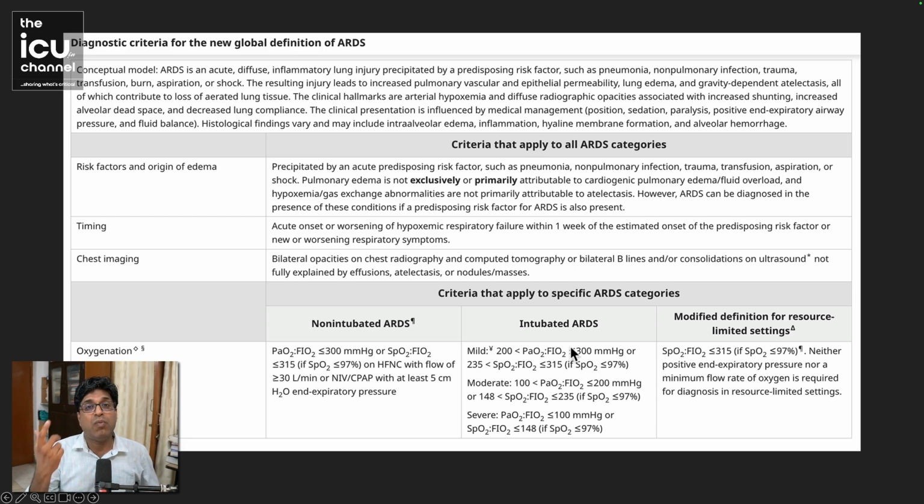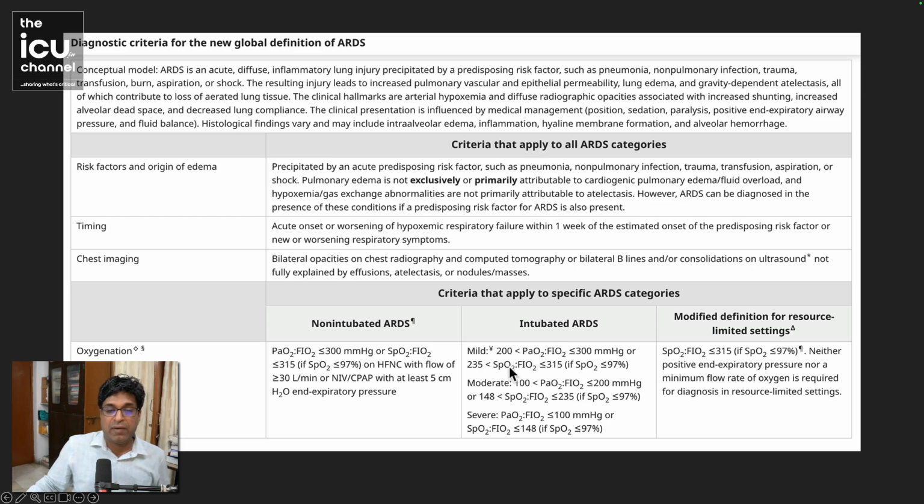But now, if we don't have an ABG machine and we are relying on the SpO2/FiO2 ratio, the saturation should be less than 97 in all the categories. If the SpO2/FiO2 ratio is less than 315, we call it ARDS. If it is between 315 and 235, it is mild ARDS. If the SpO2/FiO2 ratio is less than 235 and more than 148, it is called moderate ARDS. And if the SpO2/FiO2 ratio is less than 148, then it is called severe ARDS.